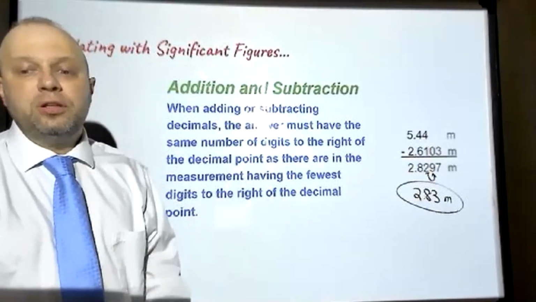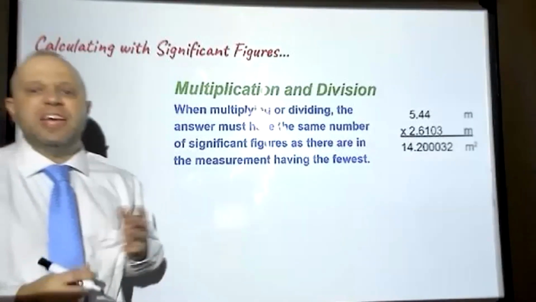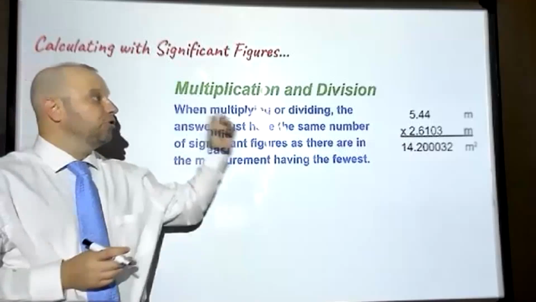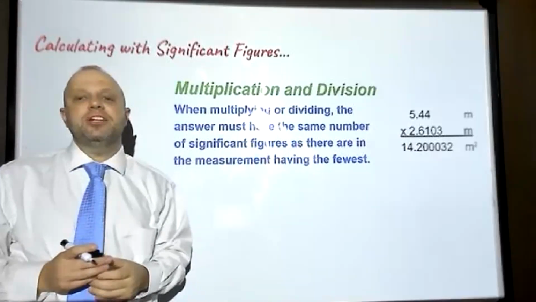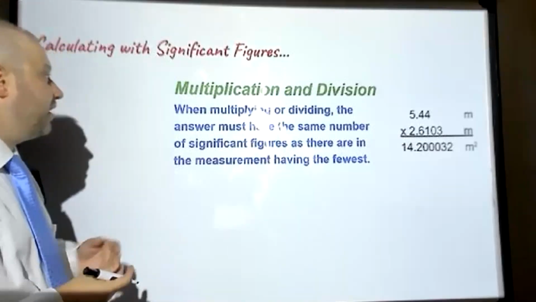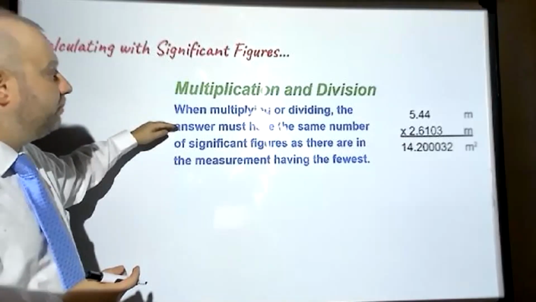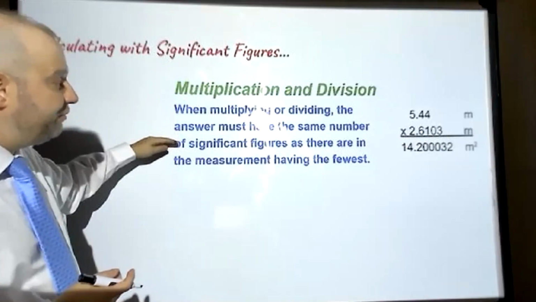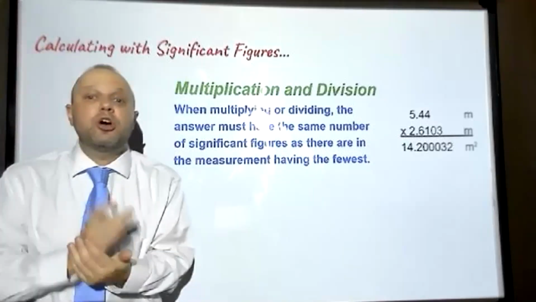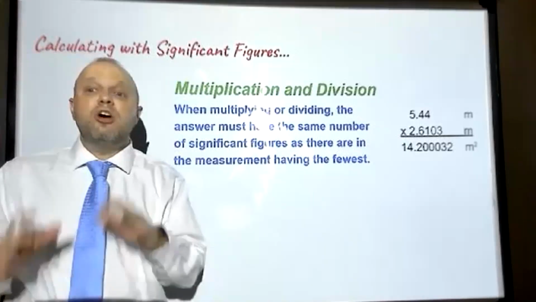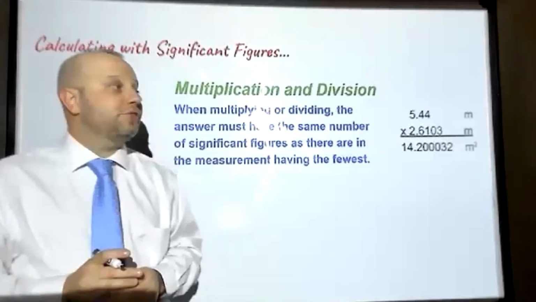All right, so now we're going to take a look at the rules for multiplication and division. I'm going to use something similar, the 2 same numbers that I used before, but this time we're going to be multiplying them together. So the rule states, when multiplying or dividing, the answer must have the same number of significant figures as there are in the measurement having the fewest. So now we're not going to look at decimal places. We're instead going to look at significant figures, just like we practiced in the very first part of class.